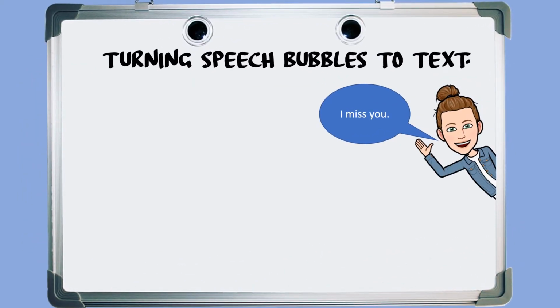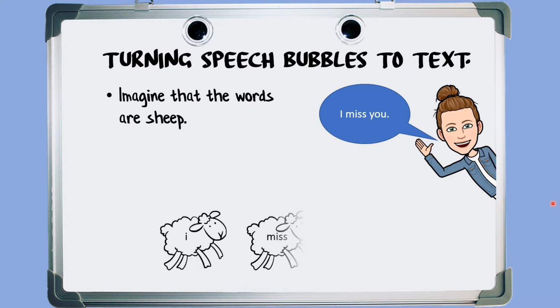So how do we turn speech bubbles to text? I'm here in the corner because I miss you. What I want you to do is to imagine that the words are sheep. I've got three sheep here: I, miss, and you. Each word is a sheep. They don't go together, but they maintain the same order as they had in the speech bubble. You'll notice that I've removed the punctuation. So I is not punctuated and you does not have a full stop. And that's what we want to work with for now.